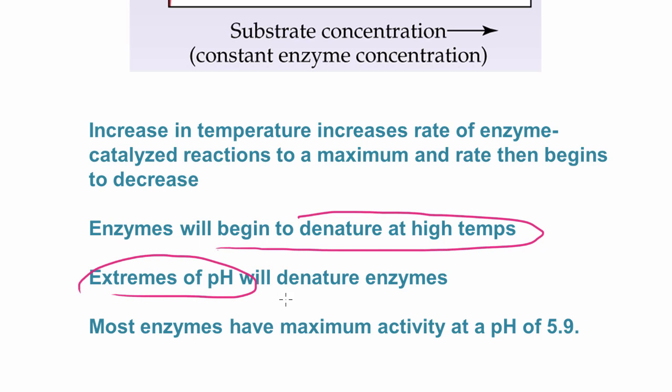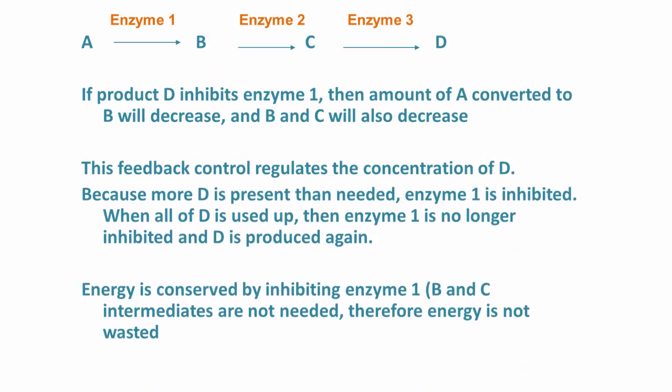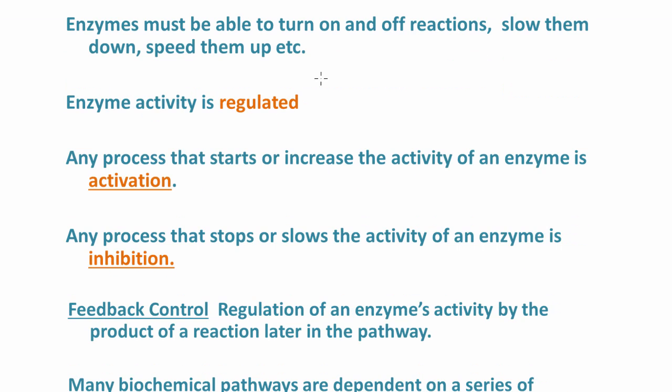Extremes of pH will also denature enzymes. Most enzymes are going to have a maximum activity at a pH of about 5.9. I would not heat an enzyme any higher than 50 degrees Celsius, because, again, you have to worry about it denaturing. As I said, the body's a very efficient machine. Enzymes must be able to turn reactions off and on, slow them down, speed them up. It just depends on what is needed.